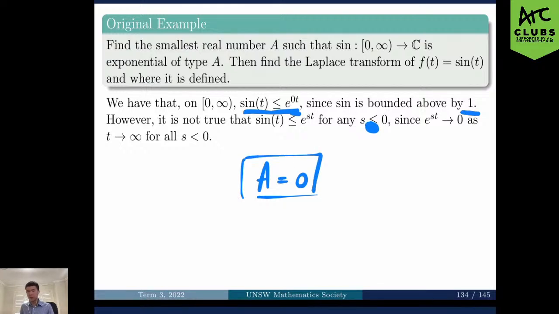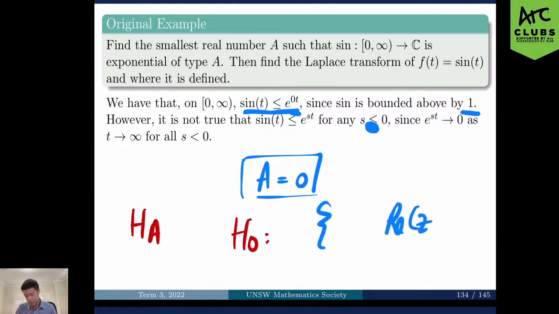That's the reason why we did that, because we're going to calculate the Laplace transform, and when we calculate it, we want to know where it's defined. That's going to be defined on the plane H_A, where A is this exponential of type A number. So it'll be defined on H_0. Before we do any maths with Laplace transforms, we know this will be defined on H_0, which is the set of all numbers z such that the real part of z is greater than 0.